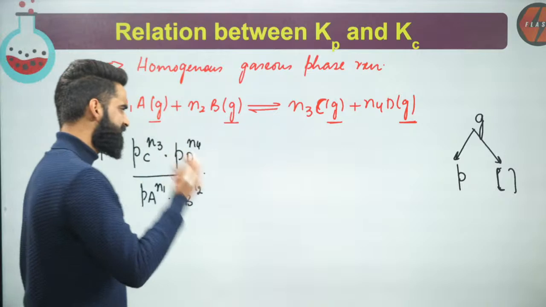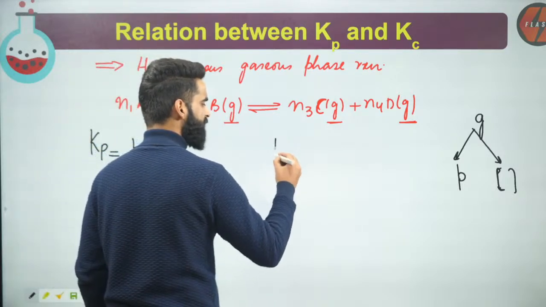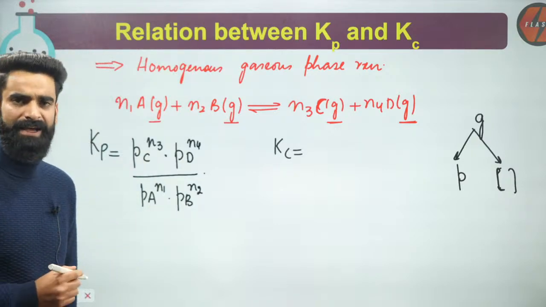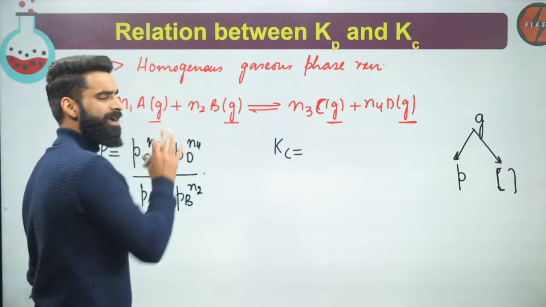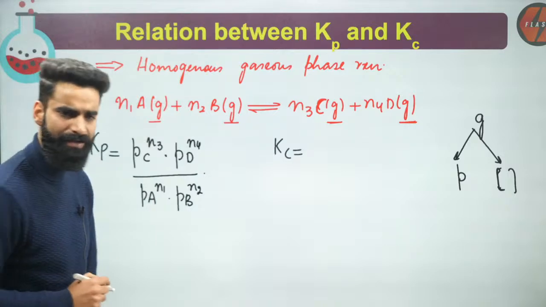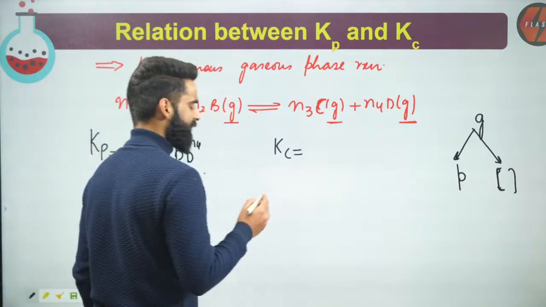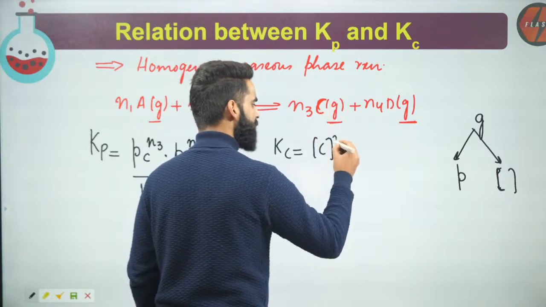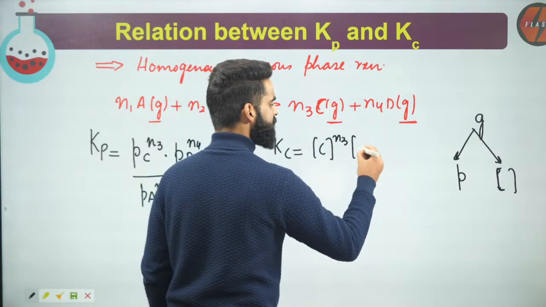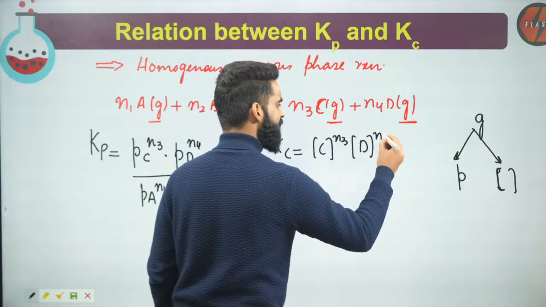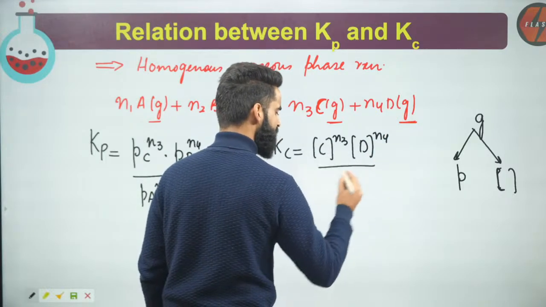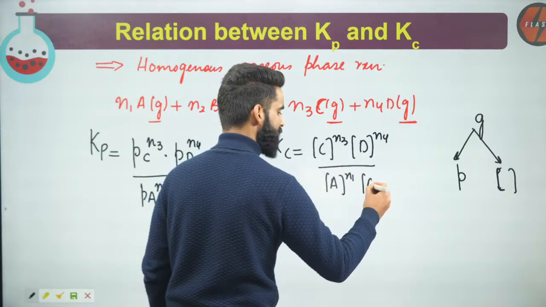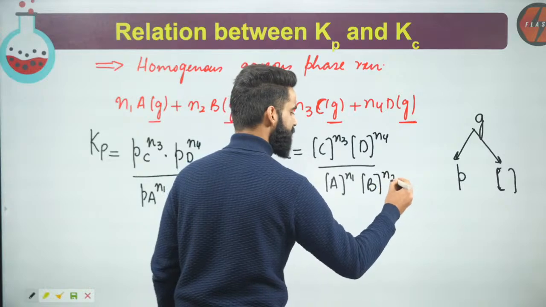Similarly, you can write the expression for Kc as well. Whenever you write the expression for Kc, you have to replace the active masses by the term concentration. So Kc is the concentration of C at equilibrium to the power n3, multiplied by the concentration of D at equilibrium to the power n4, the stoichiometric coefficient of D, divided by the concentration of A at equilibrium to the power n1, multiplied by the concentration of B at equilibrium to the power n2.